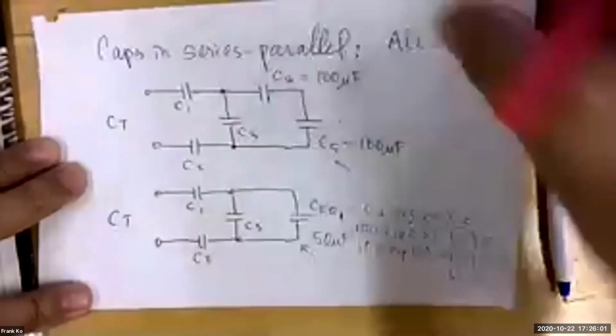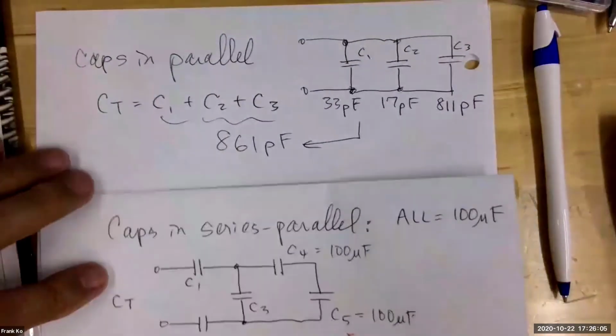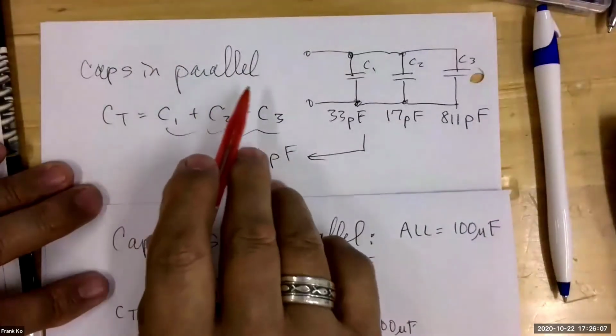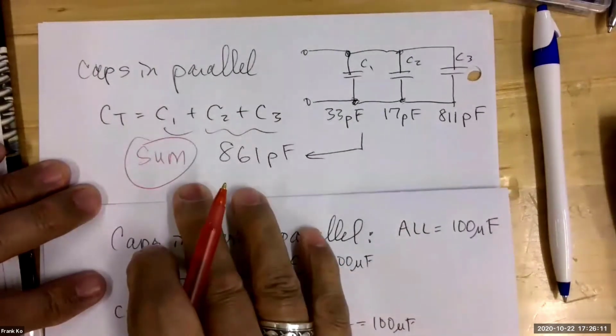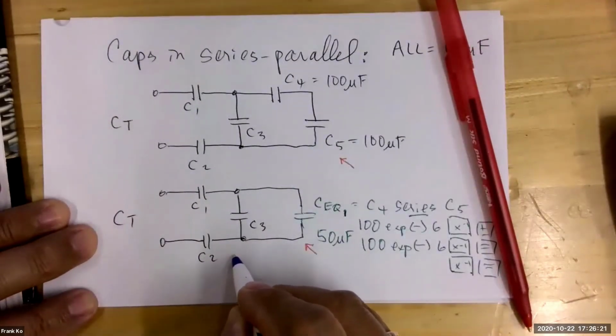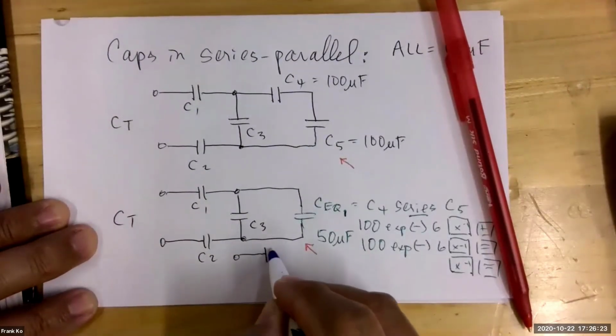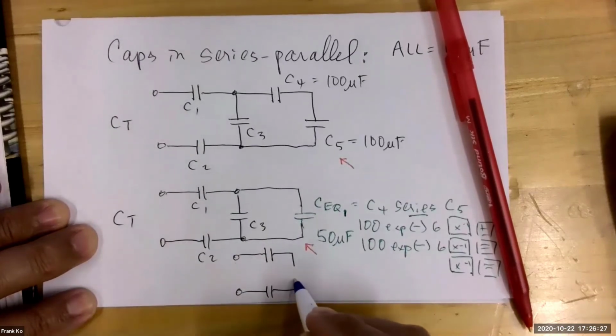Parallel. Did I have a method of calculating caps in parallel? What do I do with caps in parallel? I am going to sum, yes? Is that right? So I can redraw this one more time. I'm running out of space, but I can redraw this one more time, right to here.